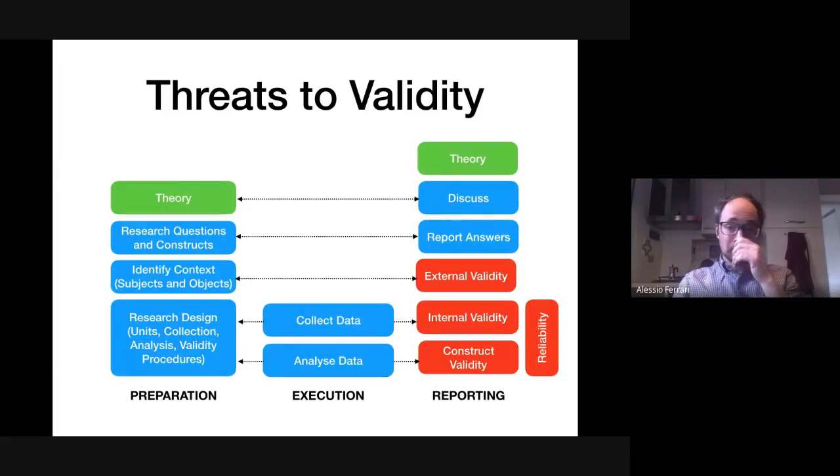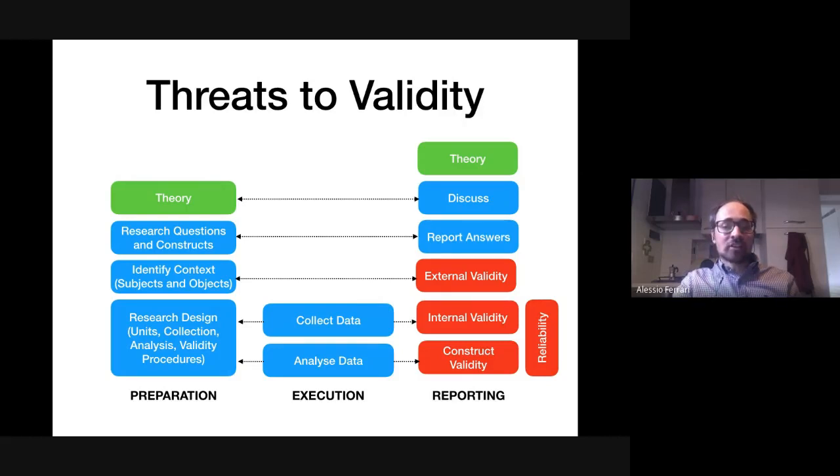So threats to validity for case study research are very similar, in terms of names and structure, to the different threats that were discussed for experiments, because we are speaking about external validity, internal validity, and construct validity. And we speak also about reliability, that is related to the possibility of replicating the same study and obtaining the same results, basically.